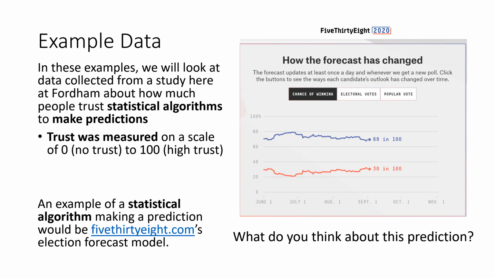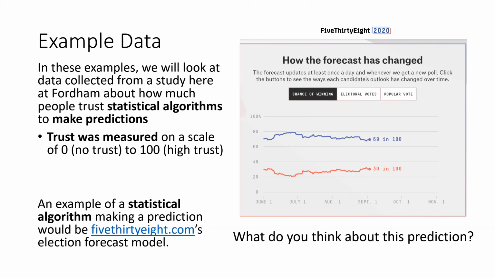The data we're going to be looking at to demonstrate how these tests can be done is from a study conducted here at Fordham, where we examined people's trust in statistical algorithms for making predictions about different types of events. Trust was measured from 0 to 100. An example of a statistical algorithm for making predictions might be something like 538.com's election forecast model. So this is a very popular model for predicting the results of different elections.